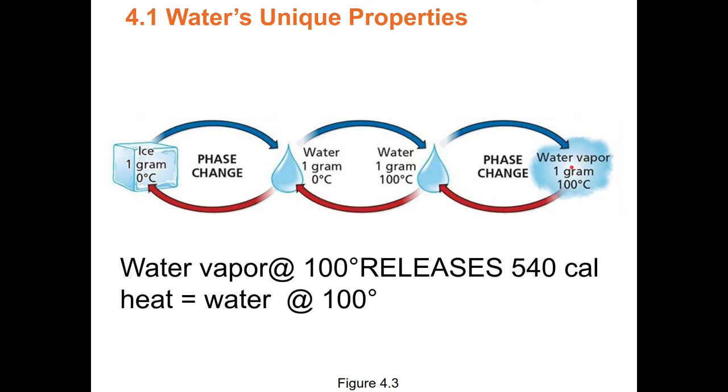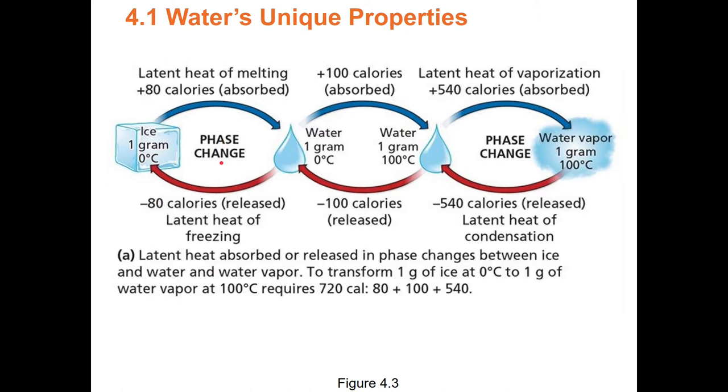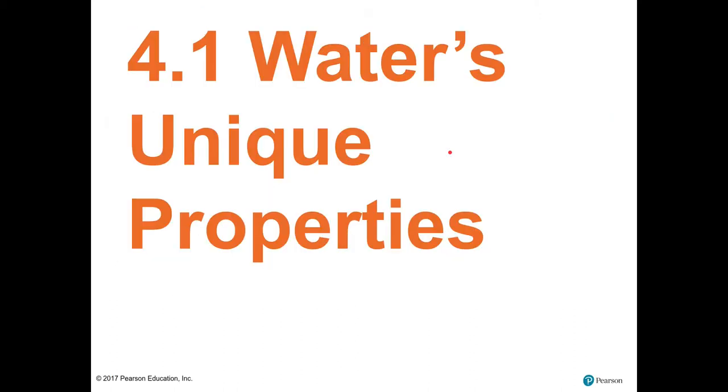When water vapor at 100 Celsius releases 540 calories, it condenses and you get water, because that's a phase change. When water at 0 degrees releases 80 calories of heat, you get ice, because again, that's a phase change. So here's the diagram from the book listing the latent heat of melting and freezing, the latent heat of evaporation, and the latent heat of condensation. Water's unique.